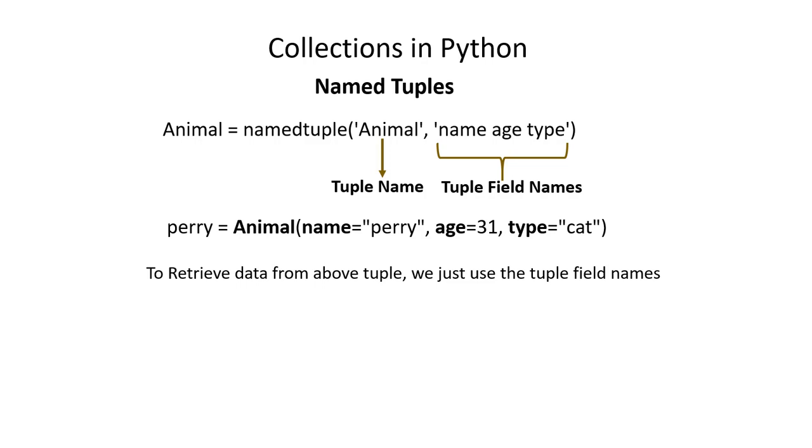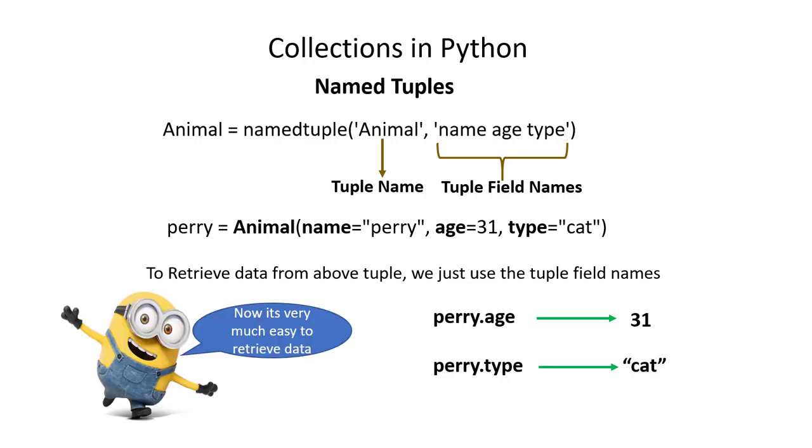How do we do that? The instance that we created above is termed as Perry. So we are going to use that Perry followed by the field name that is present as part of that object, which is nothing but age. So Perry.age is going to give us 31 and Perry.type is going to give us cat as the result.